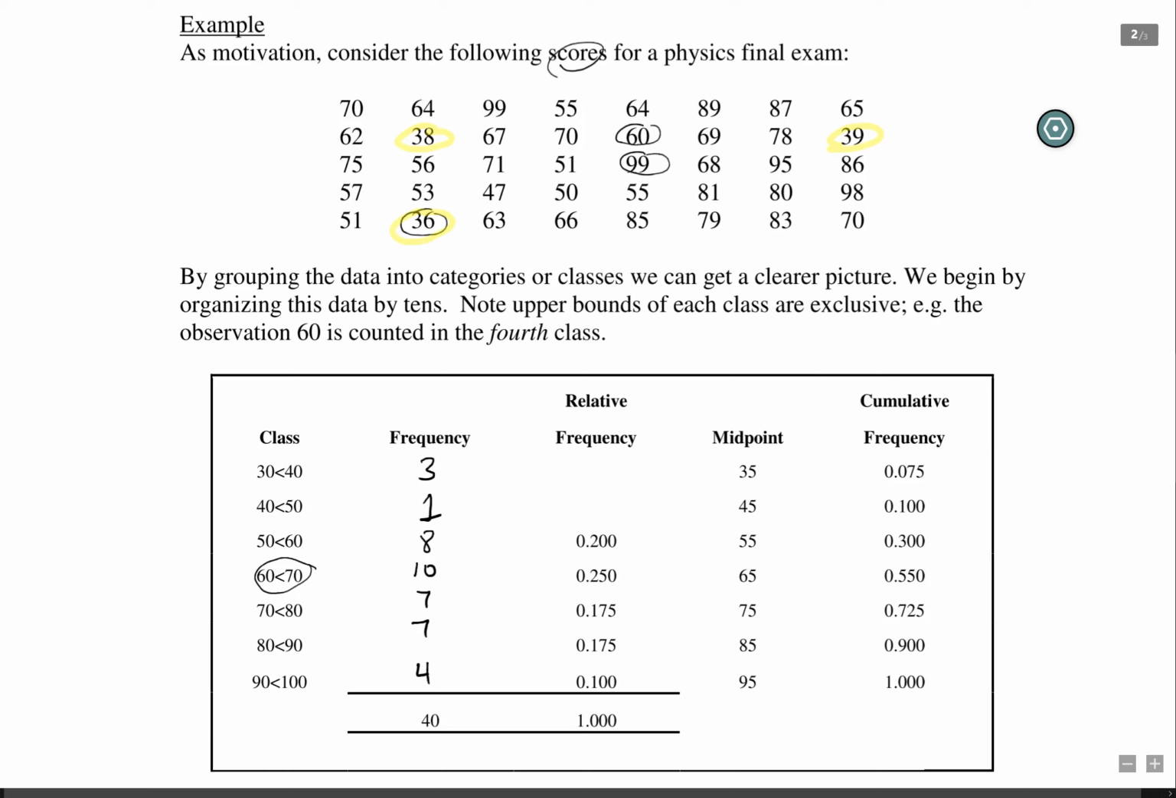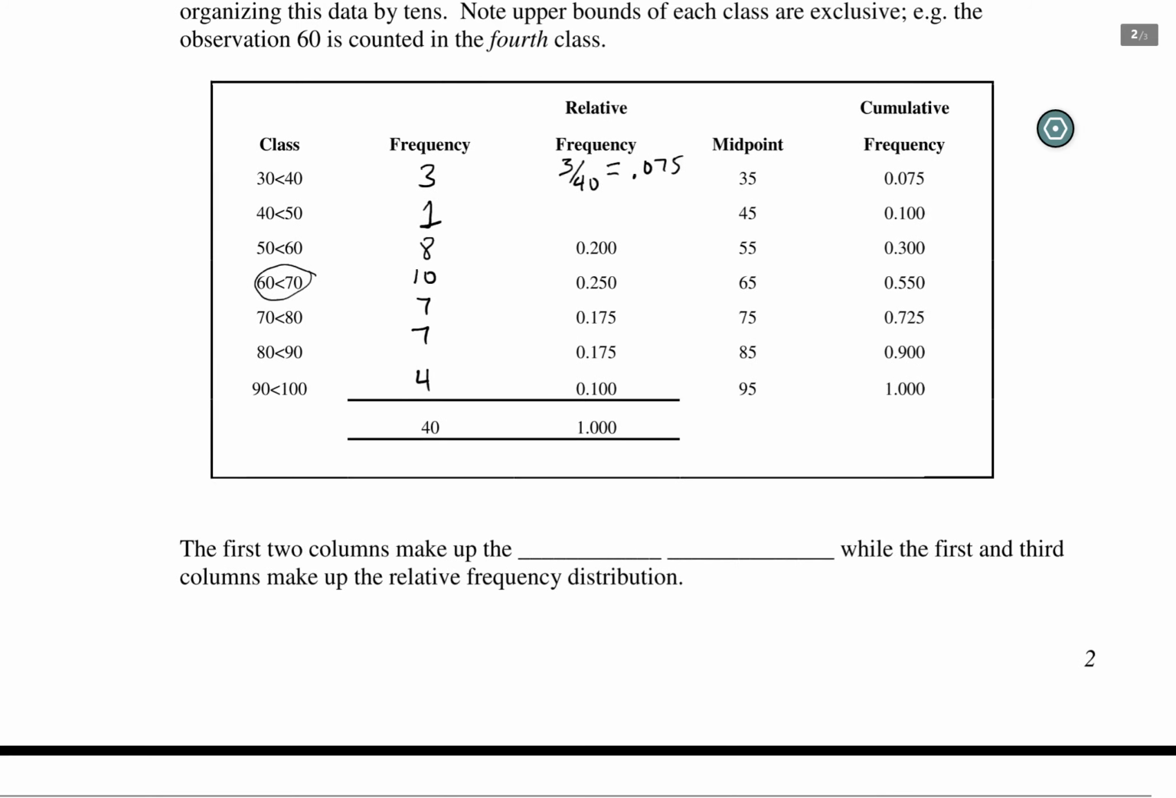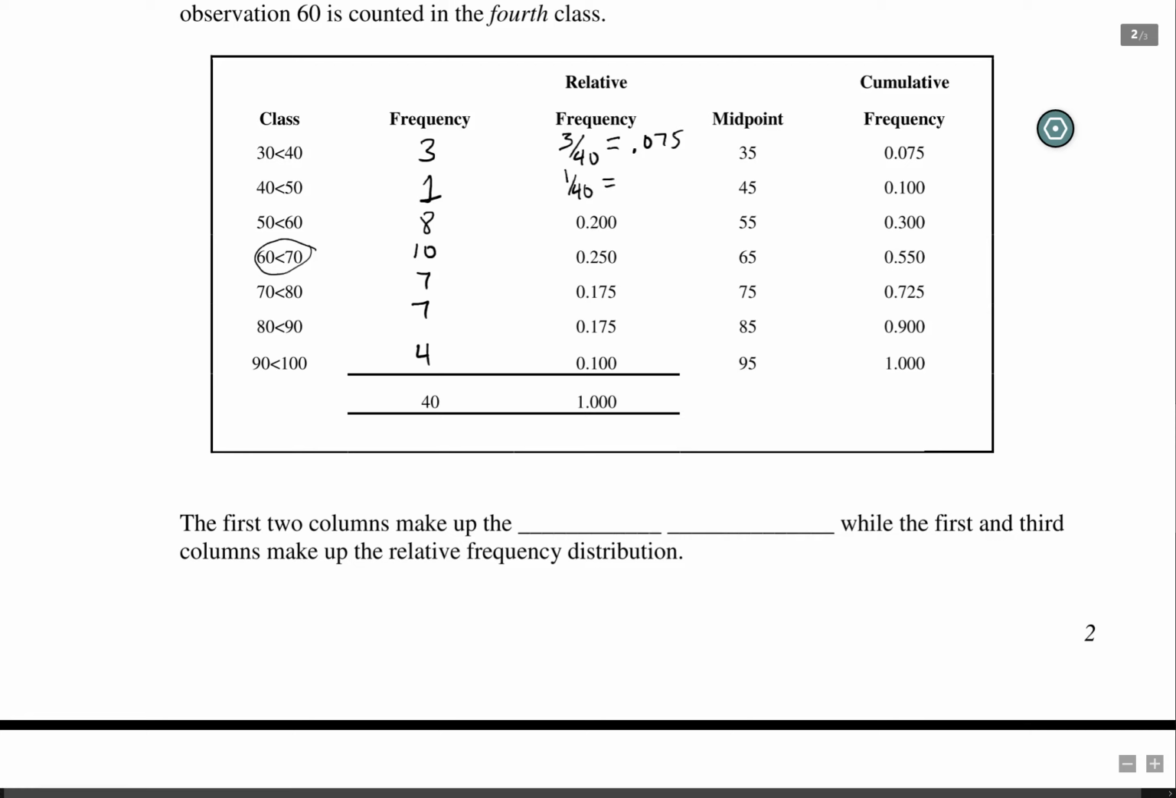Now we can look at what's called the relative frequencies. It's just the ratio here. In this case there's 40 observations, so 3 divided by 40, which is 0.075 or 7.5%, is the relative frequency for the first class. And the second class is a relative frequency of 1 over 40, which is 2.5%.